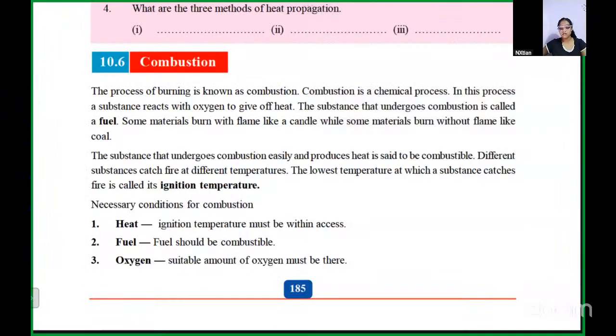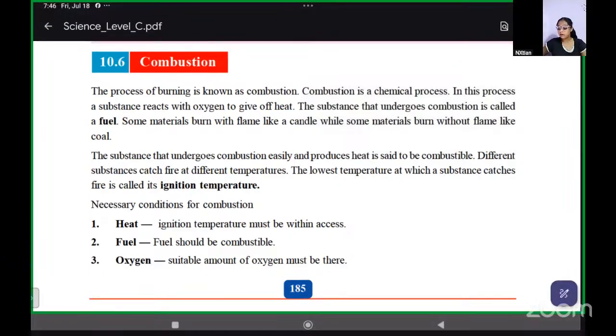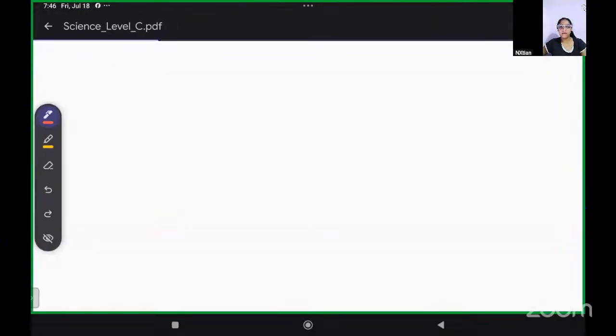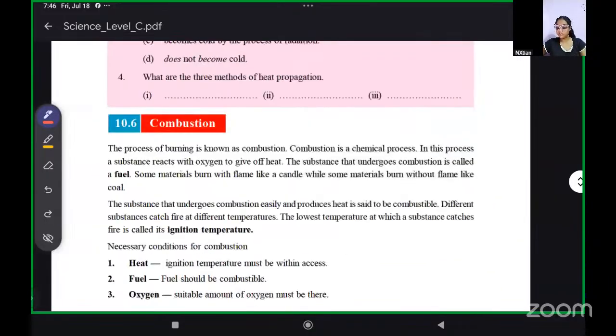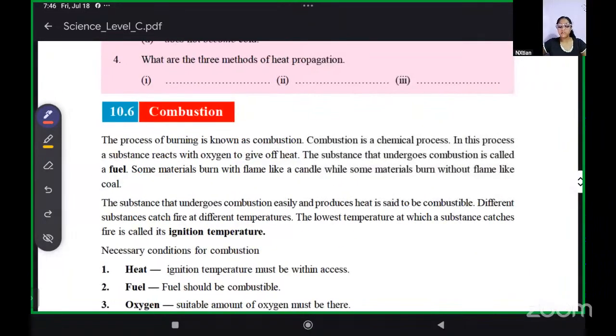Combustion. Now, first of all, what is combustion? What's the meaning of it? It refers to the process of burning of a substance or a material. The burning process, where a substance is burnt, is basically known as combustion. It is a chemical process.